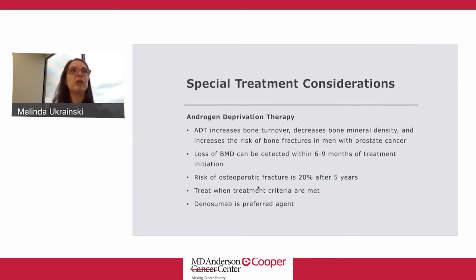The treatment criteria for patients who are on androgen deprivation therapy or other chemotherapies are the same as what we're following for postmenopausal osteoporosis. So when the criteria are met for treatment for osteoporosis, we would recommend treatment. For men on androgen deprivation therapy, Denosumab or Prolia is the preferred agent. We can use zoledronic acid if Denosumab is contraindicated for whichever reason.